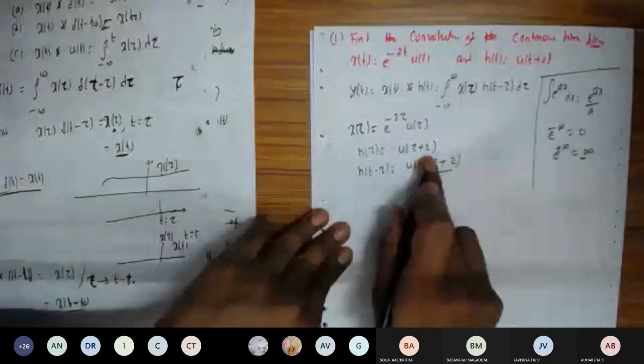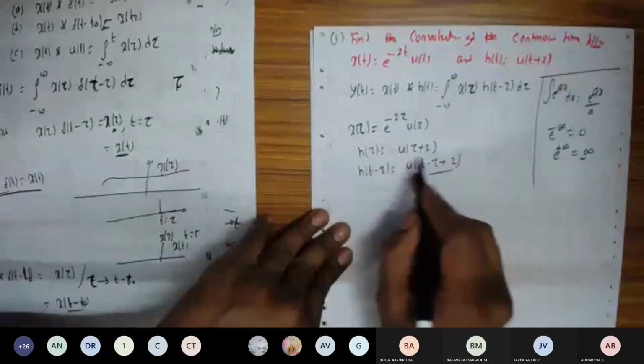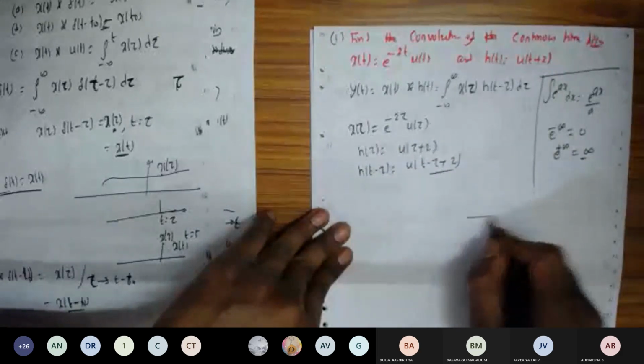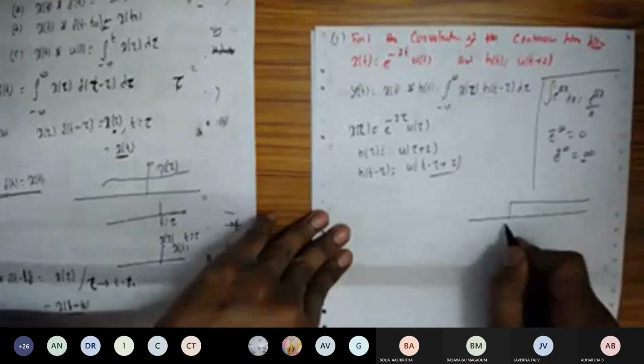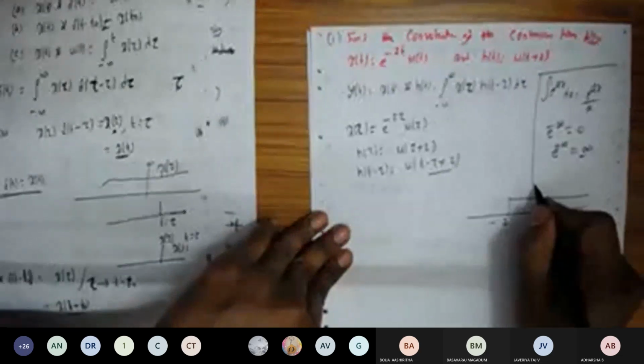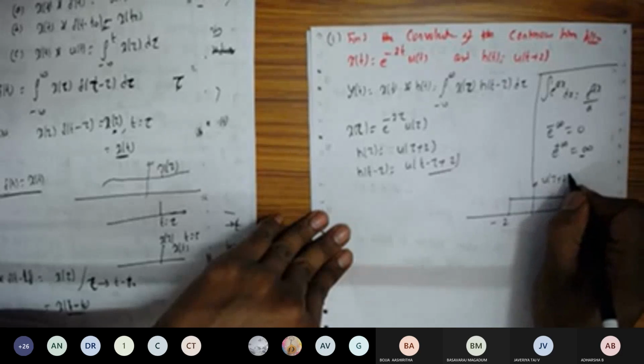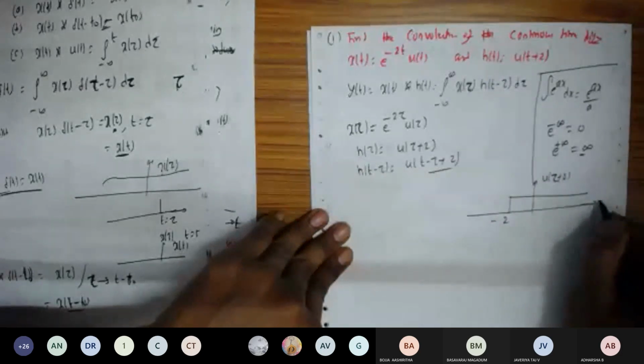So u of t plus 2 is nothing but the signal will be shifted towards the left side by 2 units here. So that will become u of t plus 2. So that is from -2, so from -2 up to infinity. This one you are going to call as u of tau plus 2 here.